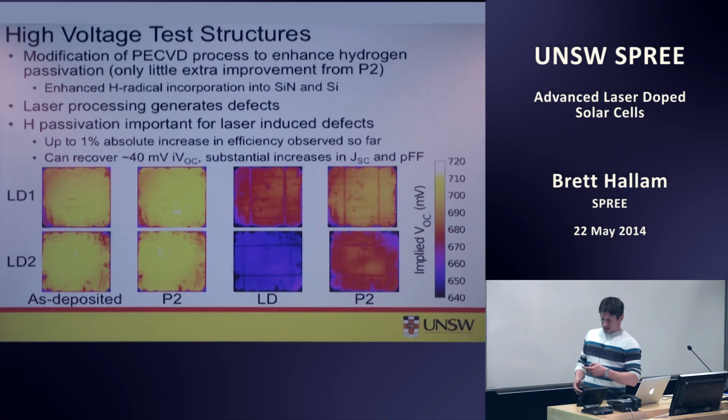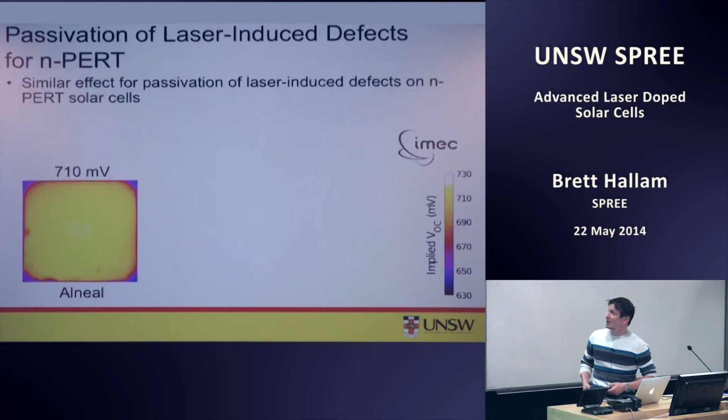As we again apply the same hydrogen passivation process, we can see that we're recovering a lot of this damage we've caused during the laser doping process, recovering towards about 40 millivolts in implied VOC. And that could be around, say, 1% absolute of these efficiencies in the solar cells of what we've measured so far.